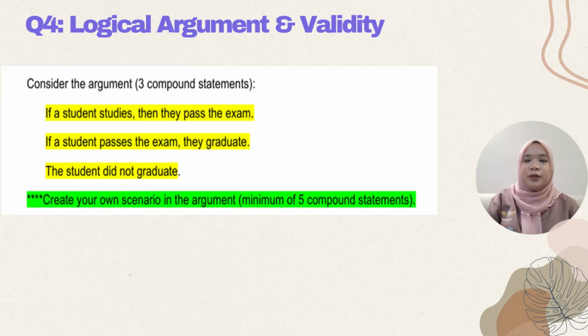Hi everyone, I will present question 4, logical argument and validity. First, let us look at the given example with three compound statements. If a student studies, then they pass the exam. If a student passes the exam, they graduate. The student did not graduate.